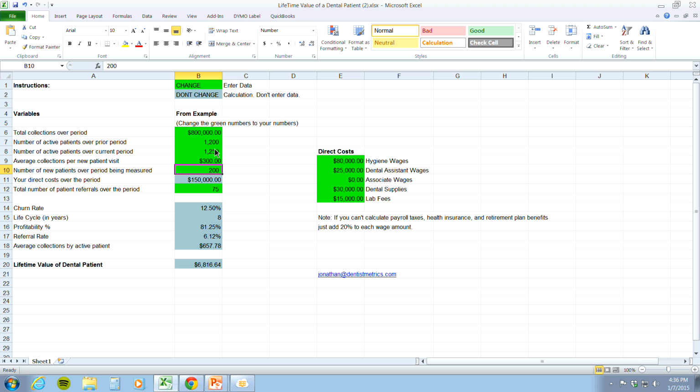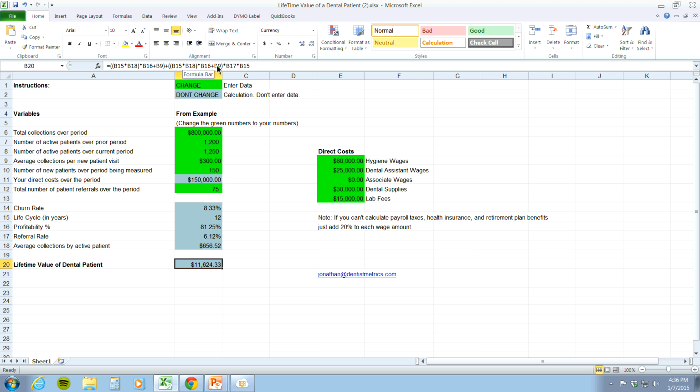But if we were to change, for instance, the number of new patients a year over the period being measured, which was 150, if we change that to 200, it would change the lifetime value down quite a bit. The reason, which might be a little counterintuitive, is that if you have 200 new patients but only 1,250 patients at the end of the period, that meant of your original 1,200, you actually lost 150. So your churn rate was higher, which reduces your lifetime value. So you can see how sensitive these numbers are.